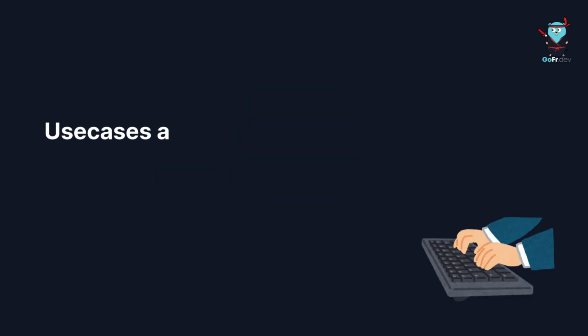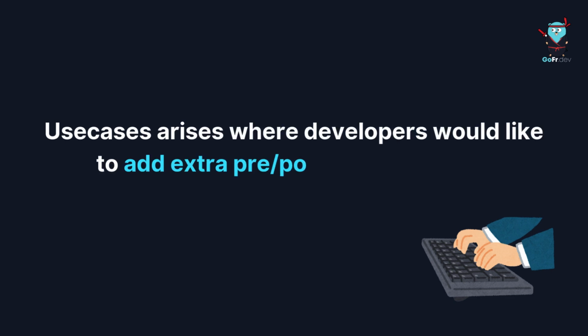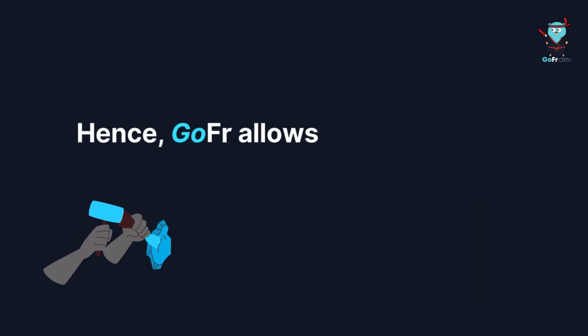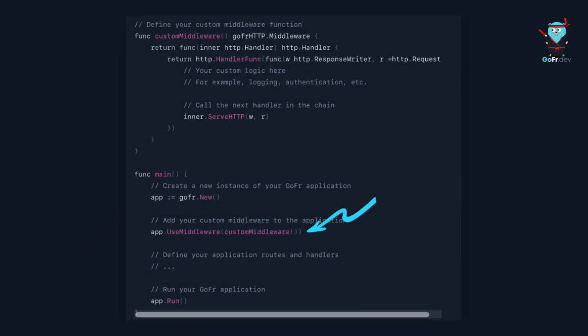However, there might be cases where the users might want to add their own middleware processing before sending the request to the Gophr handlers. To fit that use case, Gophr allows you to add your custom middleware by passing it as an argument to the useMiddleware method on an initialized app instance.